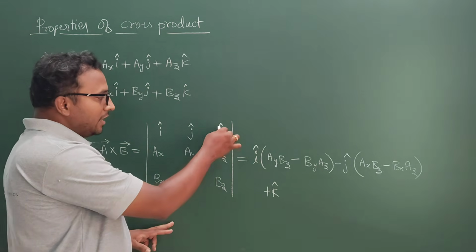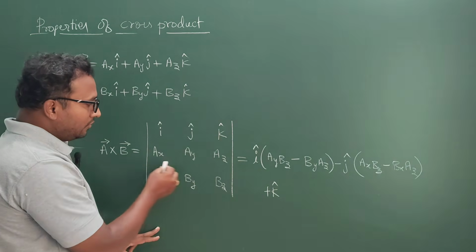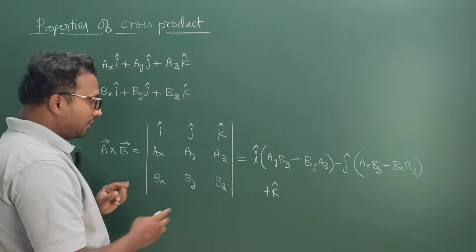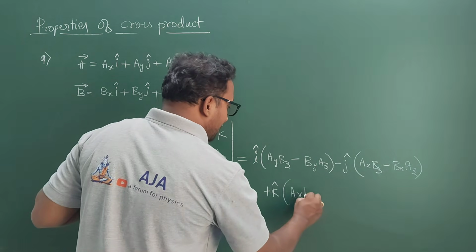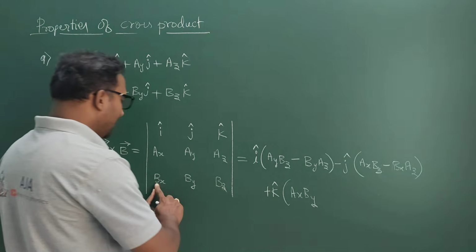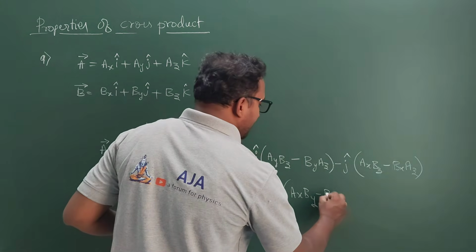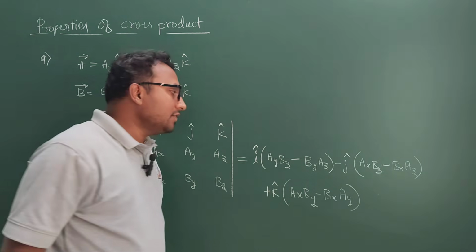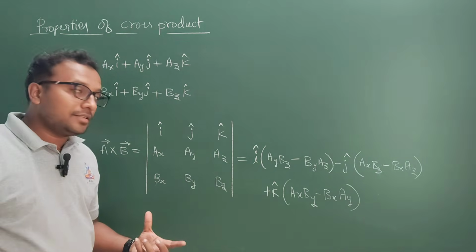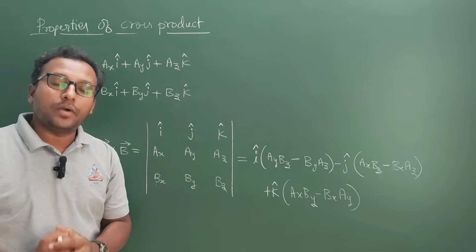I am going to eliminate this column and this row, and for the remaining four I will take the cross product between them: ax multiplied with by, minus bx multiplied with ay. So this is how we calculate the cross product of two vectors when they are given component-wise.